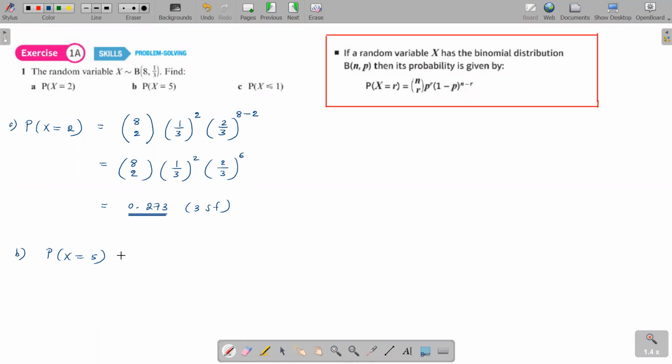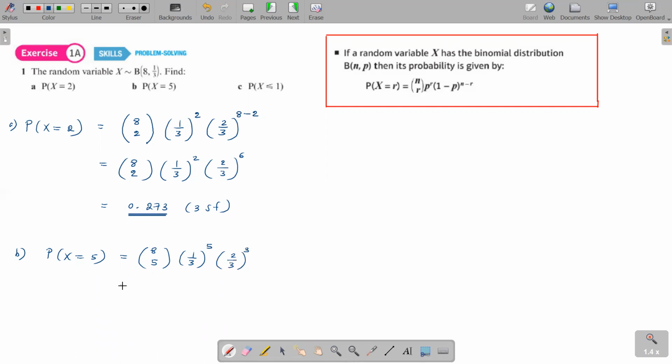Okay, so how do we do this? nCr, that's 8C5, times p to the power r. p is the probability of success, 1 over 3, to the power r, meaning power 5. Then 1 minus p is 2 over 3 to the power n minus r. That's 8 minus 5, so power 3. Guys, do you agree?